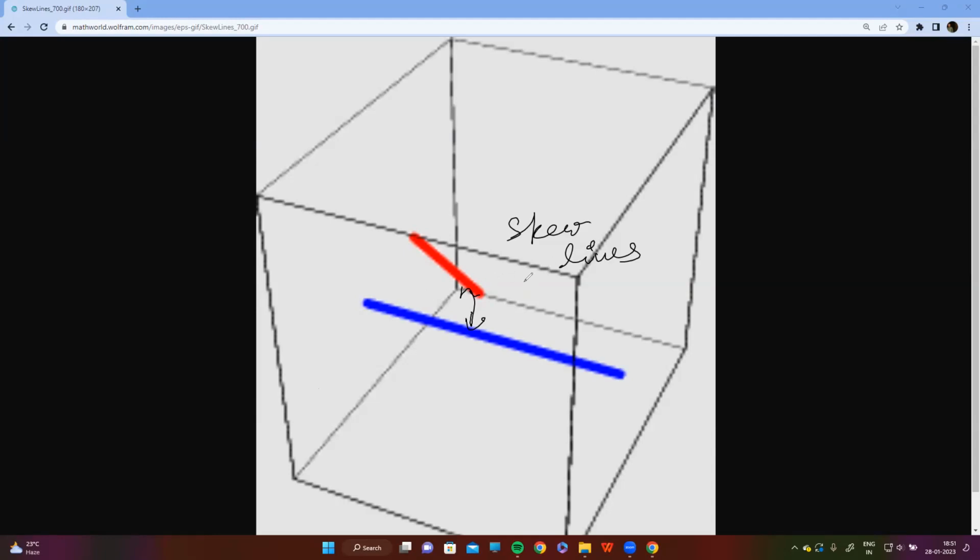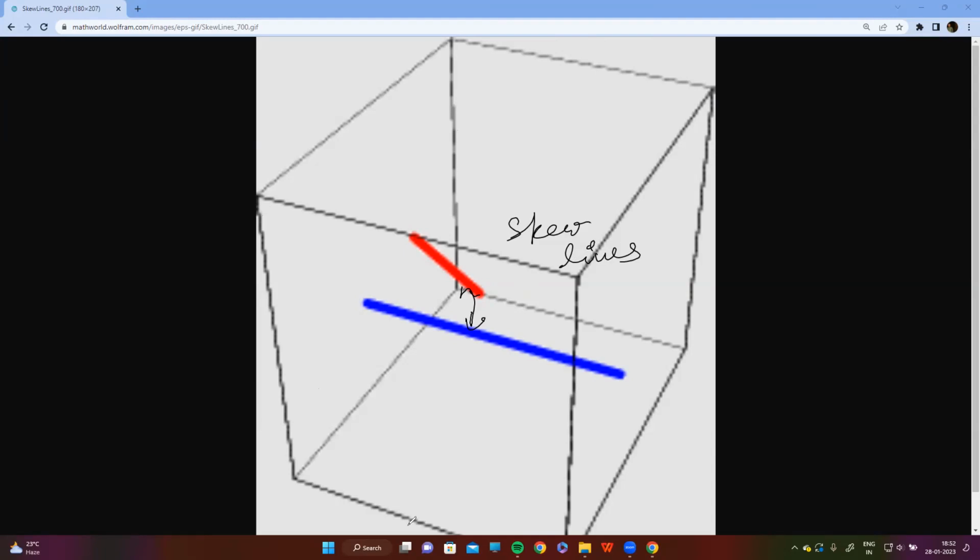And one more point: we can also find the distance between a point and a line, the perpendicular distance. We can find the perpendicular distance from a point to a line, and also the foot of the perpendicular.